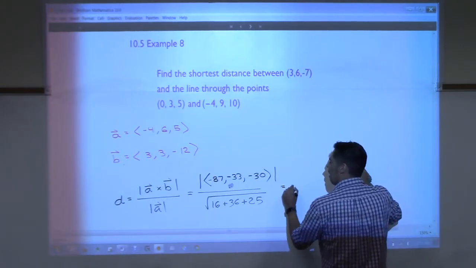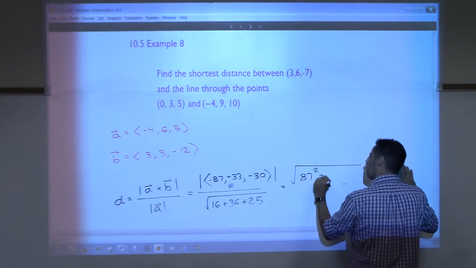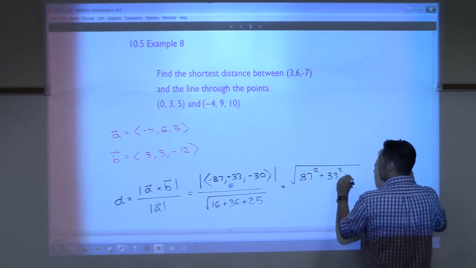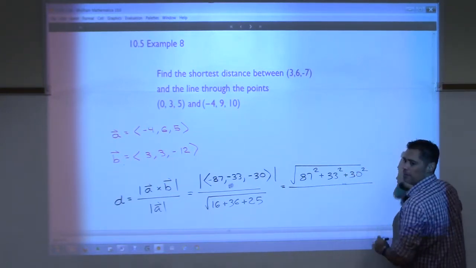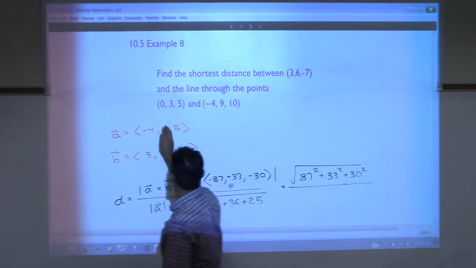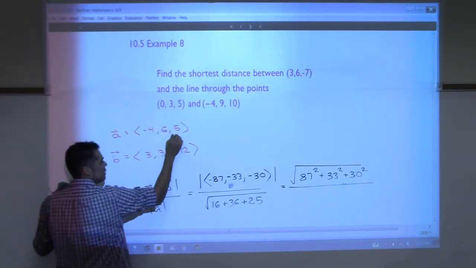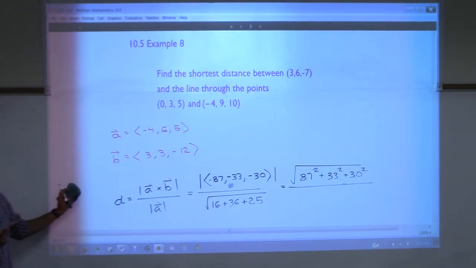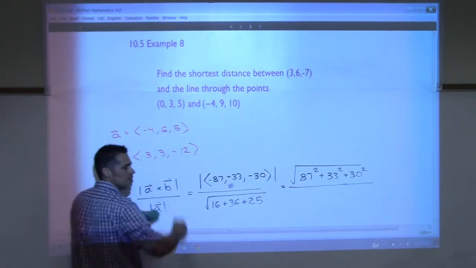All right, so now we have square root 87 squared plus negative 33 squared, which is the same as 33 squared. Why is it plus, negative 33 again? I don't know. I was told it was negative 33. Let's check it. That's 48, and then you take away 15, which is 33. But remember, the middle component, you change the sign. Yeah. And then the last one being 30, it was -12 minus 18. Yeah.